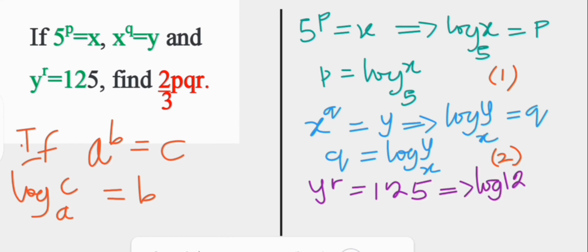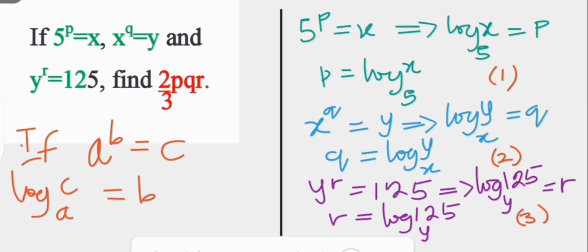And finally, with Y raised to power R being equal to 125, this implies that the logarithm of 125 to base Y is R, which we write as R is equal to log 125 to base Y as our equation 3.